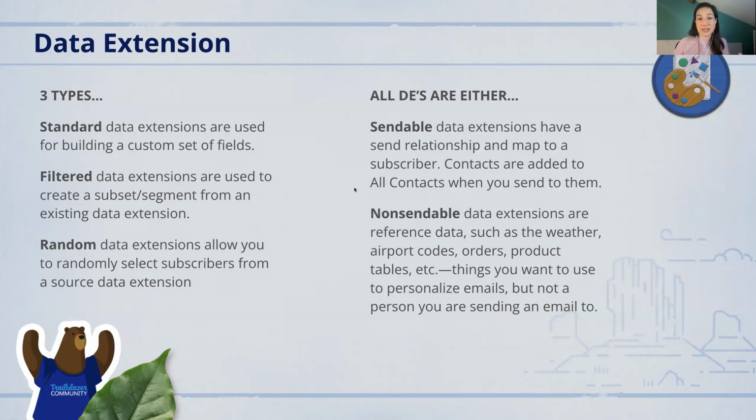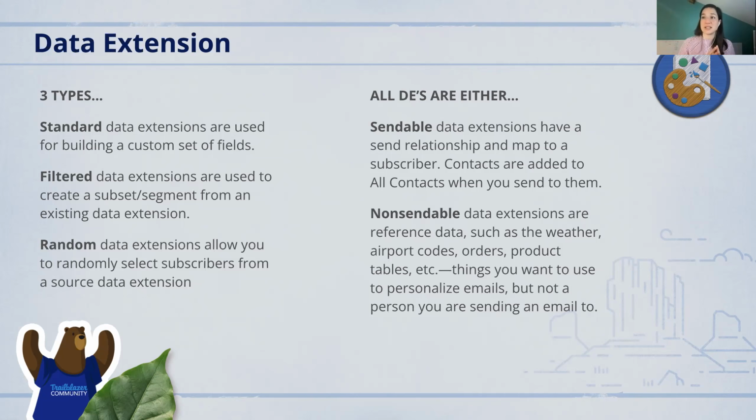So before we get into a demo of what data extensions are, we're going to look at the different types of data extensions that are out there, because we said the sky is the limit. You can do whatever you would like with these data extensions. So we're going to see some different ways that we can use them. We have three types of data extensions. We have our standard data extensions. These are just going to be the basic ones. They're going to be for building a custom set of fields or attributes.